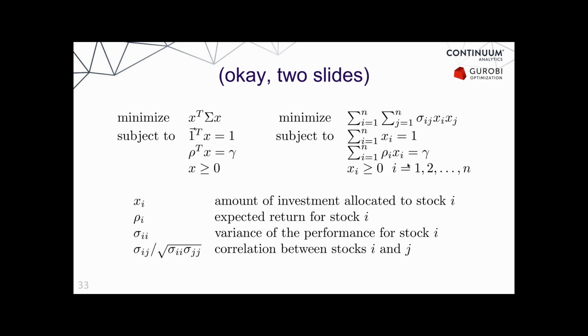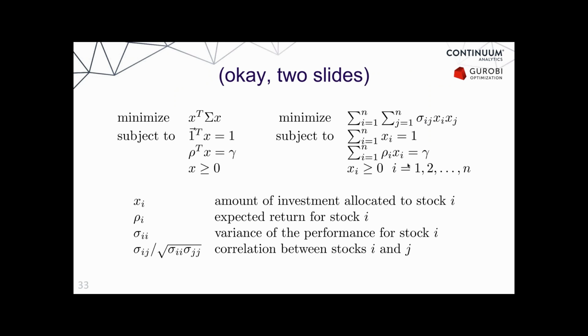All right, I promised it was only one slide, but I kind of lied because I wanted to show you the model itself in a more mathematical notation. Hopefully you can recognize that this is a quadratic program. Our optimization variable x is a vector. Each element x_i represents the amount we're going to invest in stock i. The expected return for each stock is denoted by the variable rho sub i.